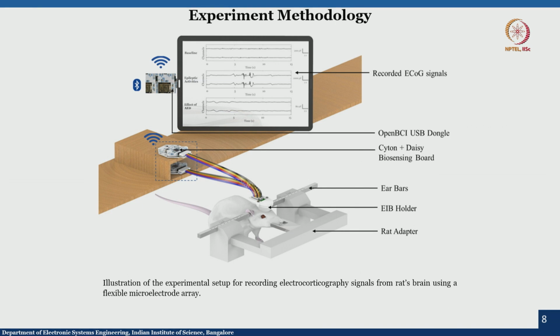Once the device is implanted, we acquire the signal. You can see the baseline signal here, because these signals are acquired and processed through the Cyton Daisy biosensing board. Generally, the Cyton Daisy biosensing board is used to acquire EEG data from humans, but we have used this board to acquire the ECoG signal from the rat's brain. Once it is acquired, it can be transmitted via Bluetooth using the USB dongle to the display, and we can see the ECoG data channel wise on this display.